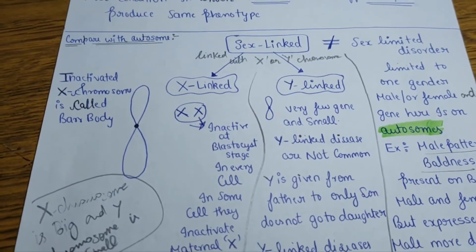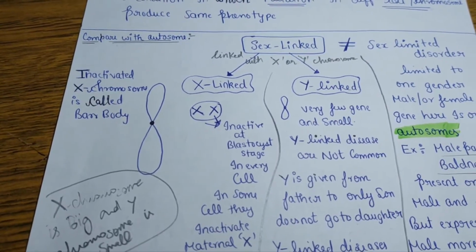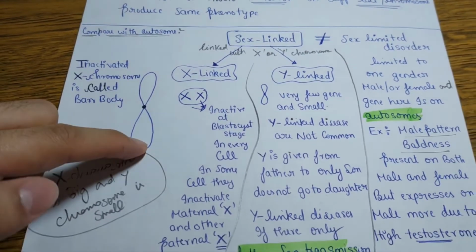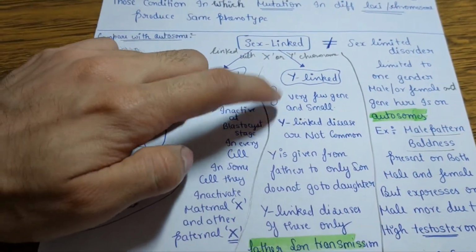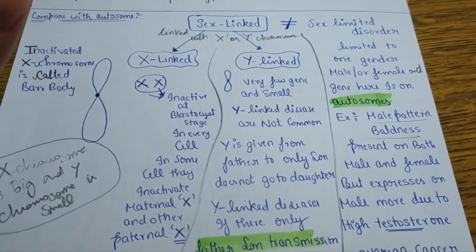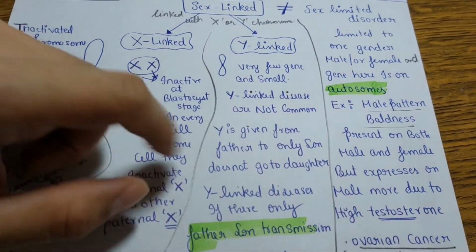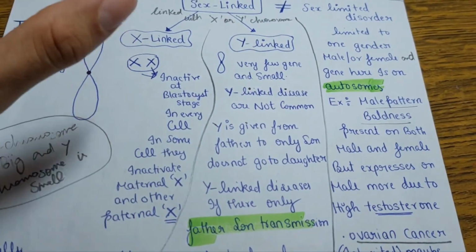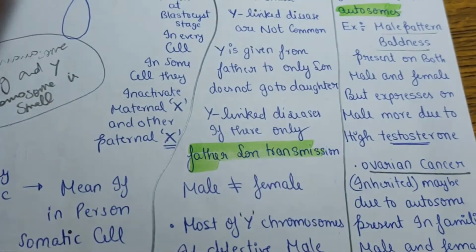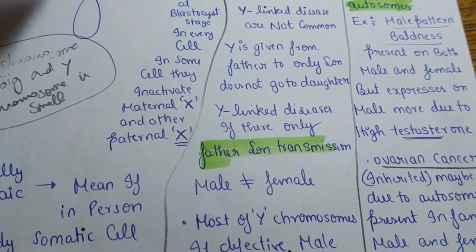So we have two types of sex linked disorders: X linked disorders and Y linked disorders. We should know that the X chromosome is big as compared to the Y chromosome. Y chromosome is small, and very few genes are present on it. Y linked diseases are not common. Y is given from father only to the son, and it will never go to the daughter. So Y linked diseases, if there are any, are only transmitted from father to son.